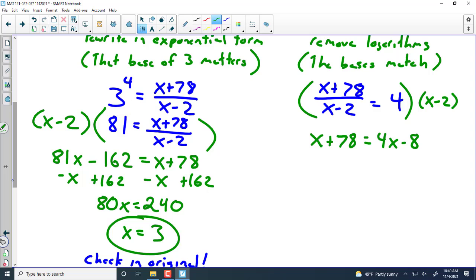We will still move things around. Add 8 to both sides. Subtract x from both sides. And get 86 equals 3x. And we will still divide to get x by itself. We get x equals 86 over 3. I like 86 over 3 just the way it is because it's an exact answer like that.